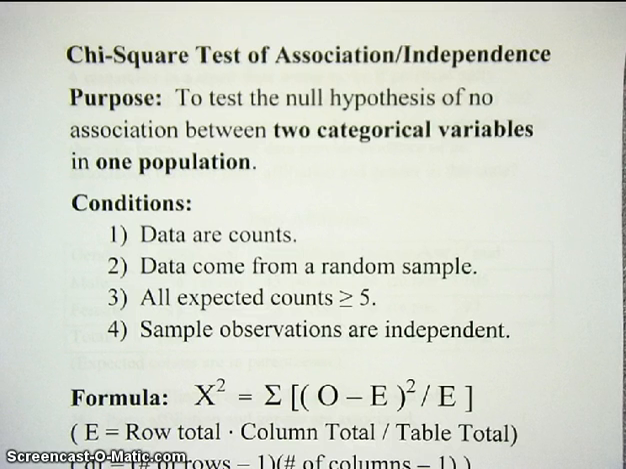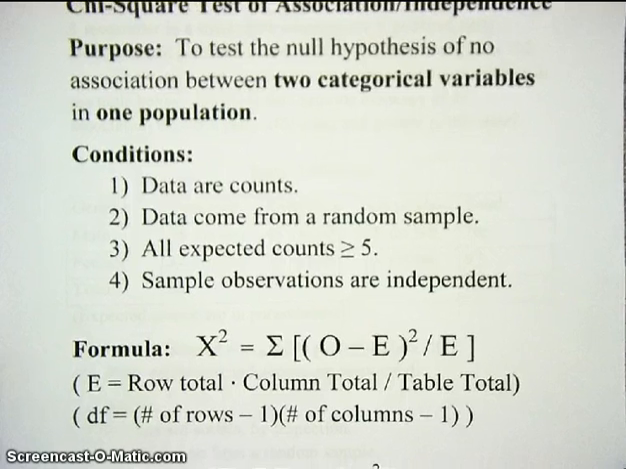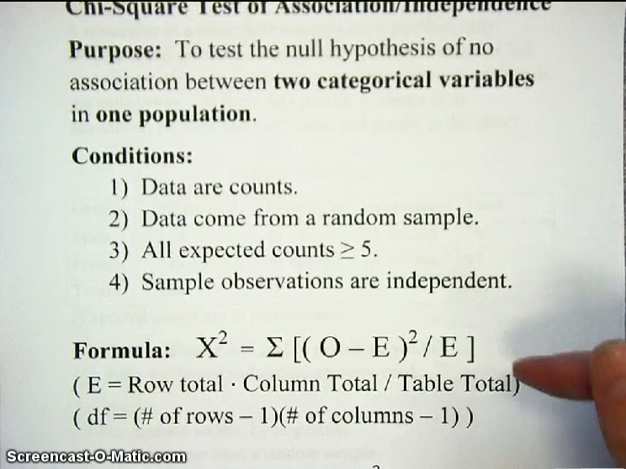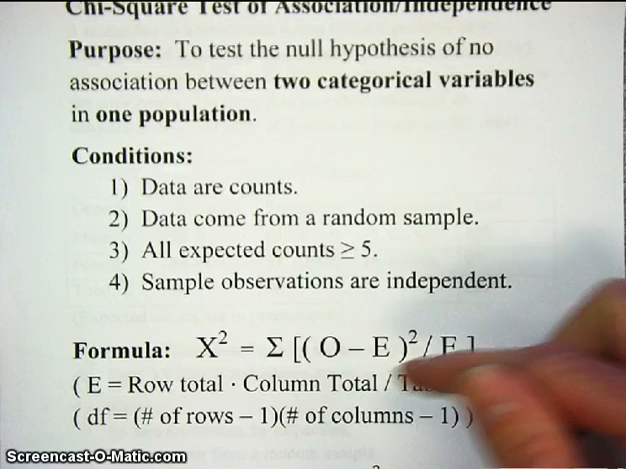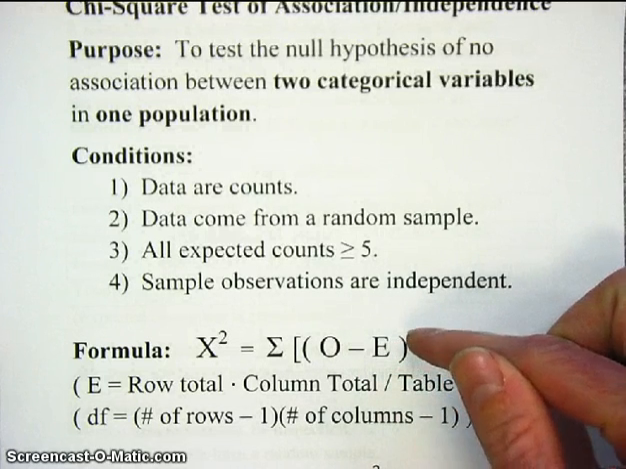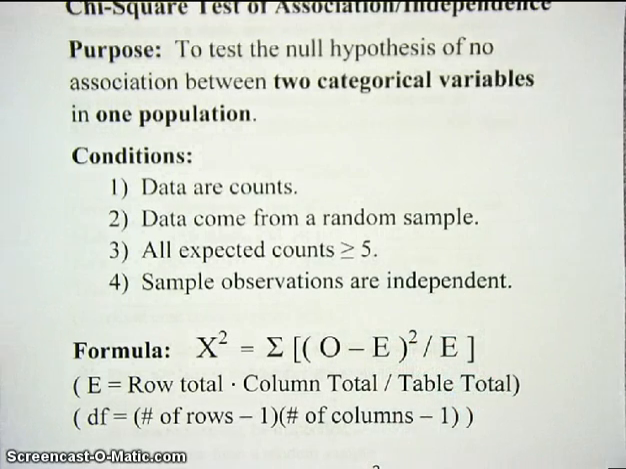The purpose of this test is to test the null hypothesis of no association between two categorical variables in one population. The conditions are the data are counts, the data come from a random sample, all expected counts are greater than or equal to 5, and the sample observations are independent. The chi-square statistic is the same as it is in all the other chi-square tests: the sum of the observed minus expected count squared divided by the expected count for each category or each cell, in this case in a two-way table.